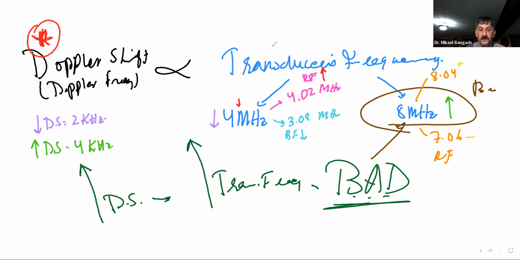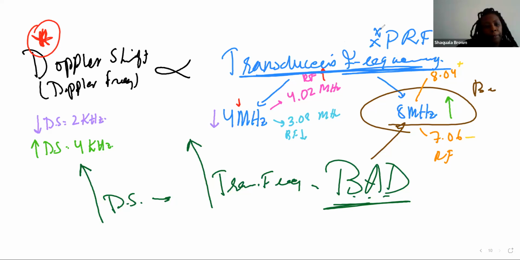Okay, and please, please, please, ladies, it is the transducer's frequency, not your PRF. Okay, girls? It is your transducer's frequency, it's not your frame rate that we are talking about.